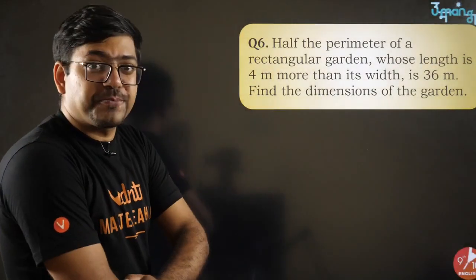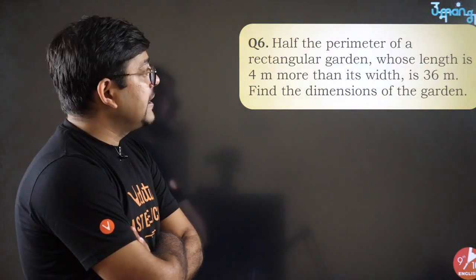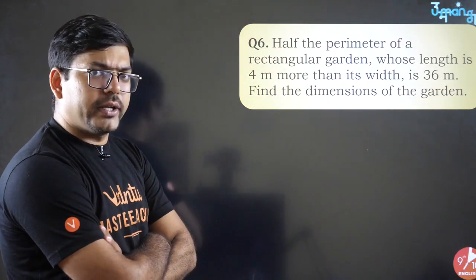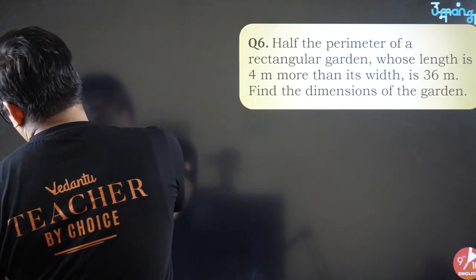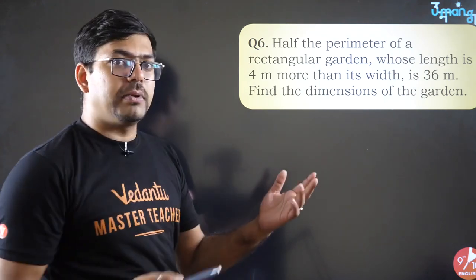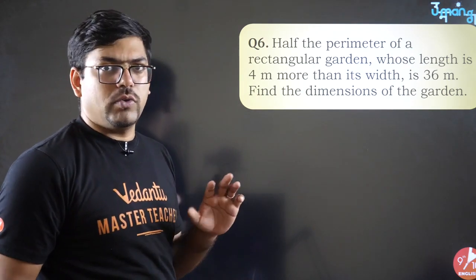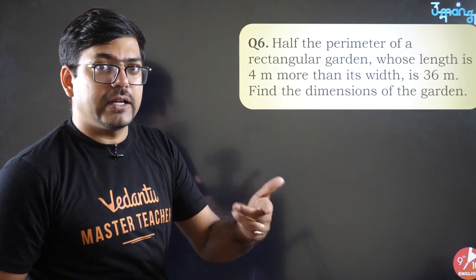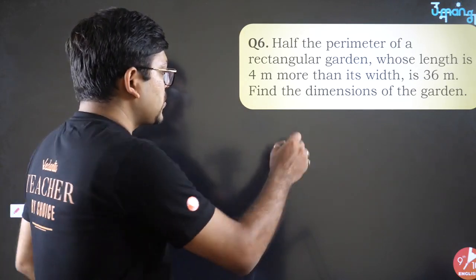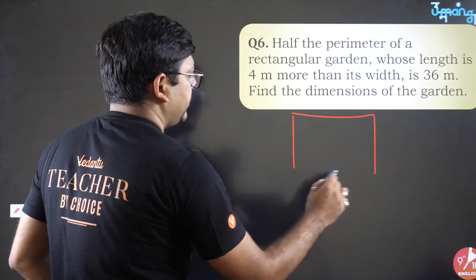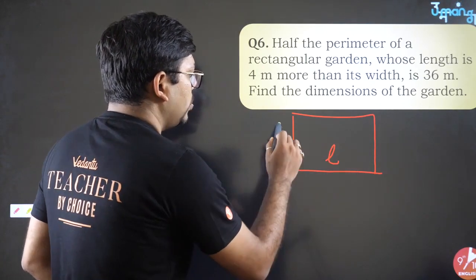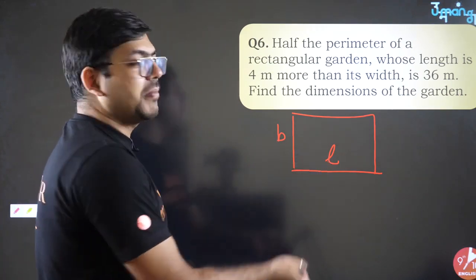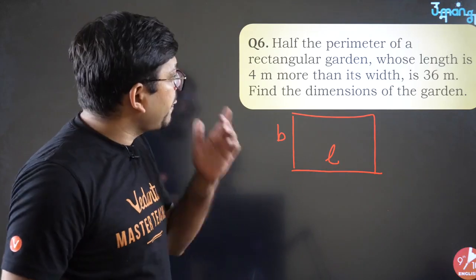The next question says, again read it out. The question says, half the perimeter of a rectangular garden. If it's a rectangular garden, then I am assuming that in a rectangle the unknown things could be only two, that is length and breadth, nothing other than that. So you have got a rectangular field. This is length, I don't know. This is breadth, I don't know. So either you can assume length and breadth, or if you want, you can assume them x and y. It does not matter at all.